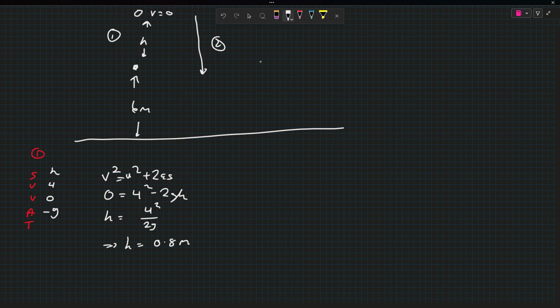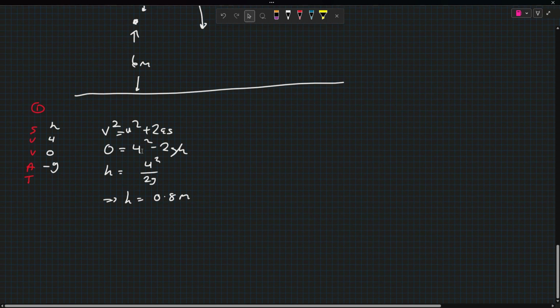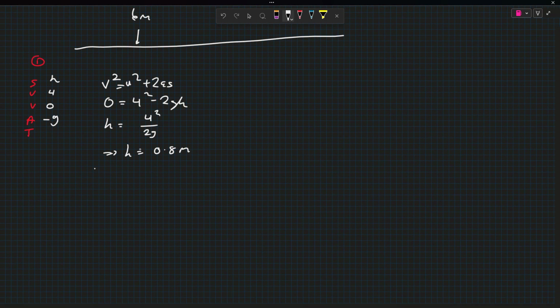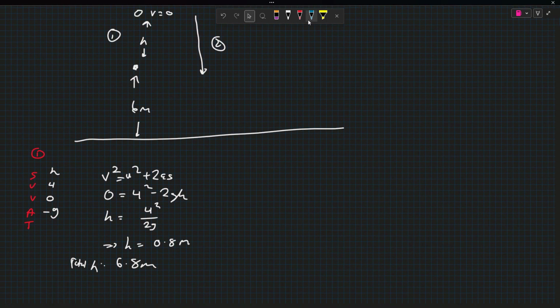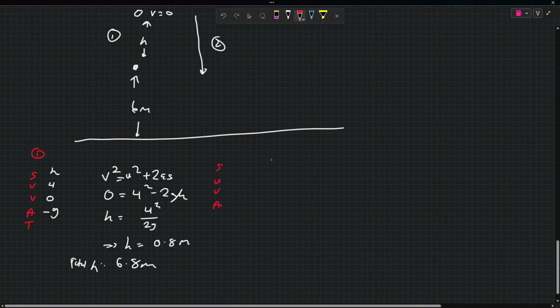Now, after this, that's going to be its height. So the total height from the ground is 6.8 meters. So now we have to calculate the time from the orange being thrown until it hits the ground. So we're going to have to calculate the time taken. This 6.8 will actually be used for the second journey.